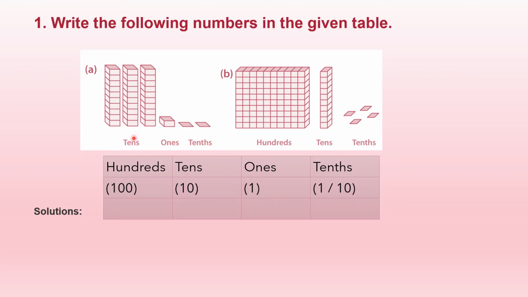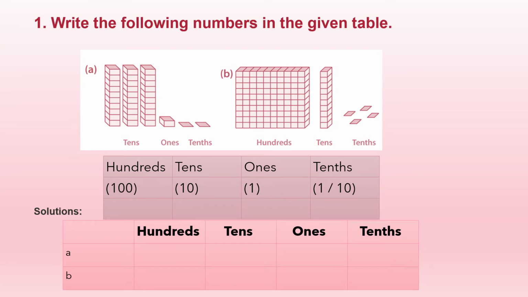Ones are there, tens, and then we should fill the table. Here we have 2 tenths, ones only 1, tens 1, 2, 3. So 3 tenths are there. In the second picture, 1, 2, 3, 4. 4 tenths, 1 tenths, and hundreds also 1. So shall we fill the table?